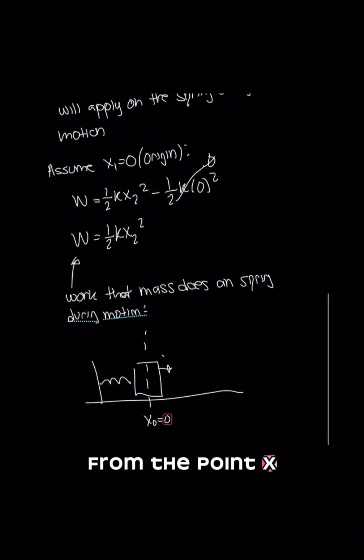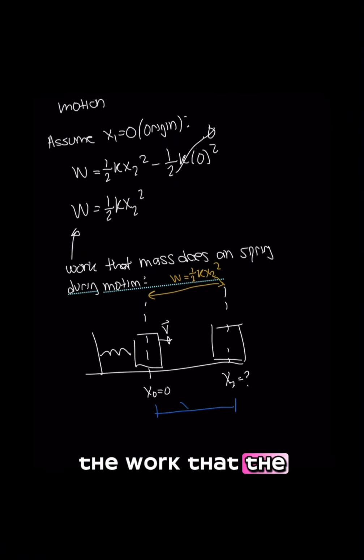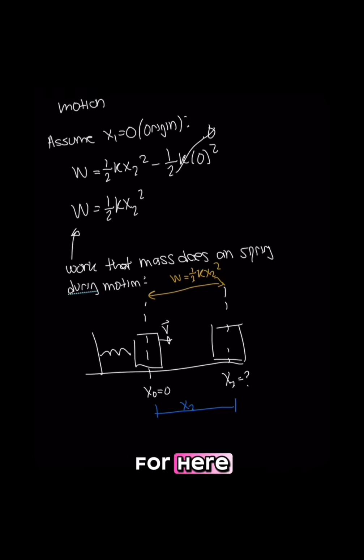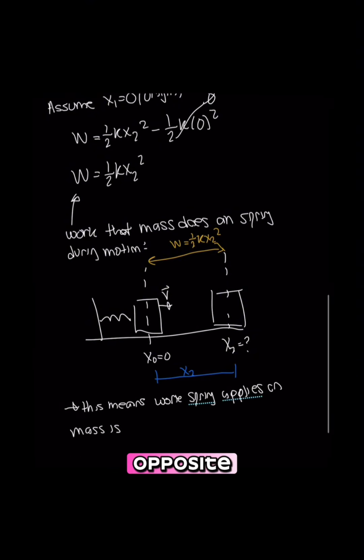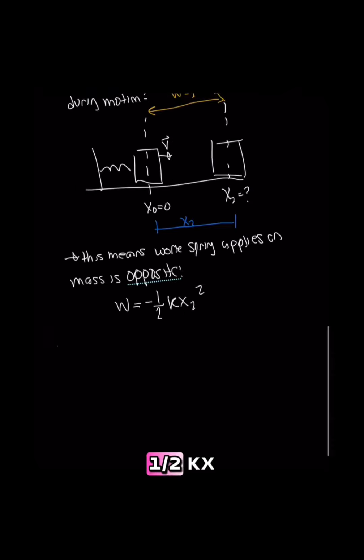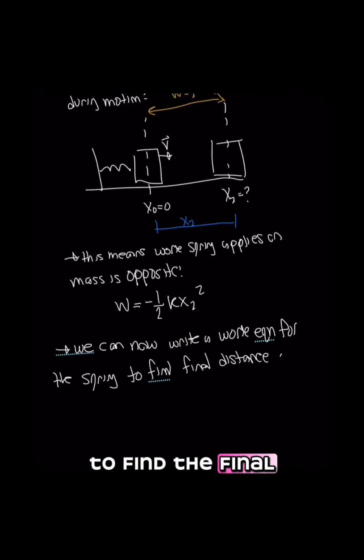From the point x0, the origin point, to this unknown x2 position, this is the work that the mass is going to apply on the spring from it being at an initial velocity, given by the equation we just solved for here. This also means that the work the spring applies to the mass is opposite, so it's going to be equal to negative 1/2 kx squared. You can use this to write a work equation for the spring to find the final distance of the mass.